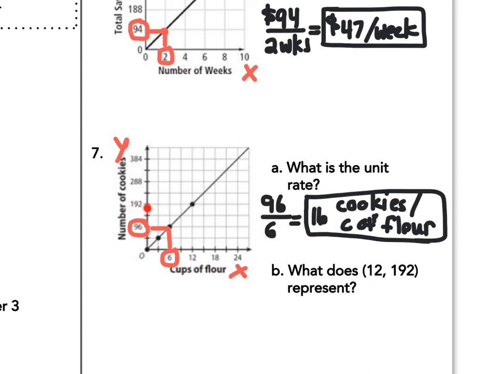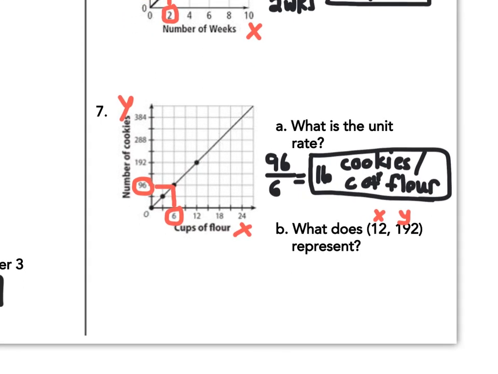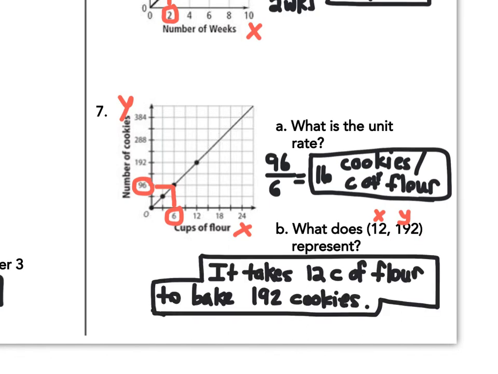And by the way, in case you don't know, when you write an ordered pair, you always write x, y. So the x is 12, the y is 192. What does it represent? In this case, since x is the cups of flour and y is the number of cookies, it means that it takes 12 cups of flour to make 192 cookies. So go ahead and write that sentence down.